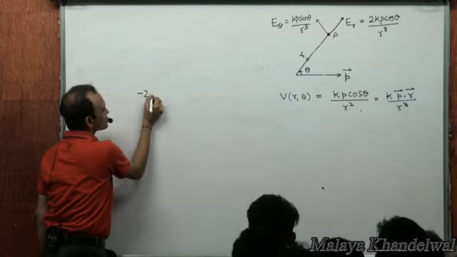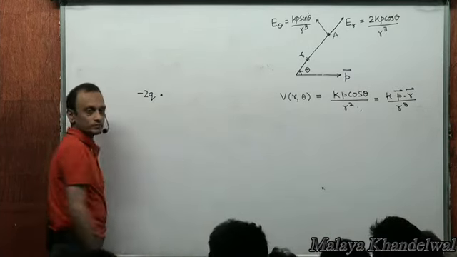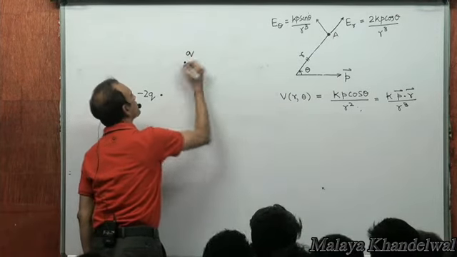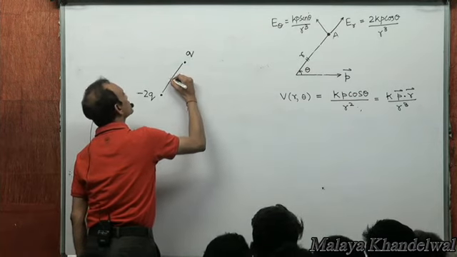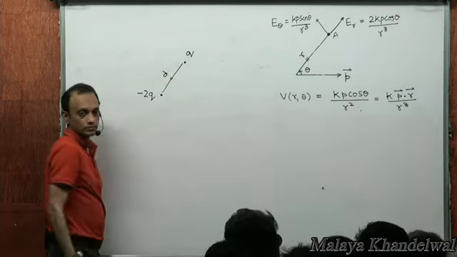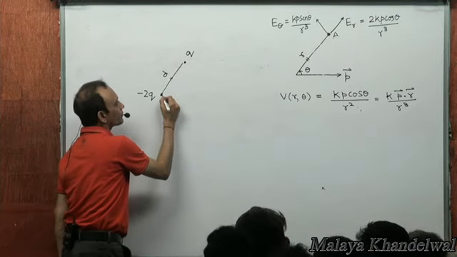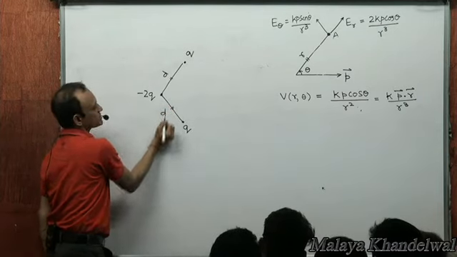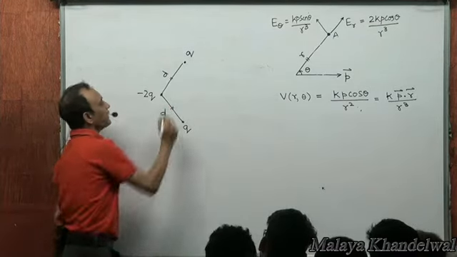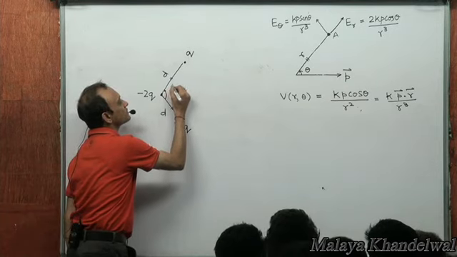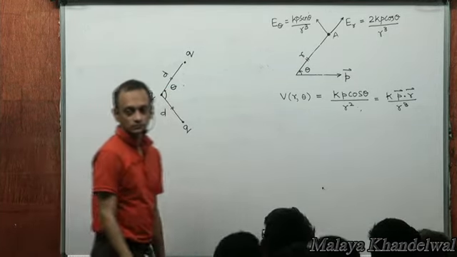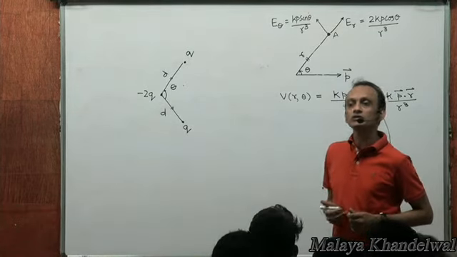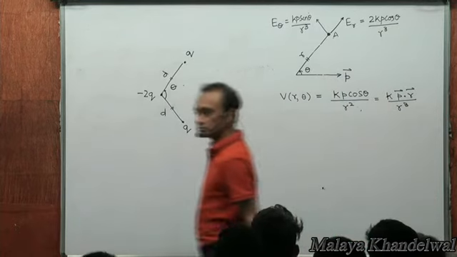Suppose there is a charge minus 2q placed at a point. And there is another charge q separated by a very short distance d from this charge, and another charge q separated by a very short distance d from this charge, right? And this angle say is theta. Now if these d's are very small, I could reduce this electrical arrangement to two dipoles, a combination of dipoles.